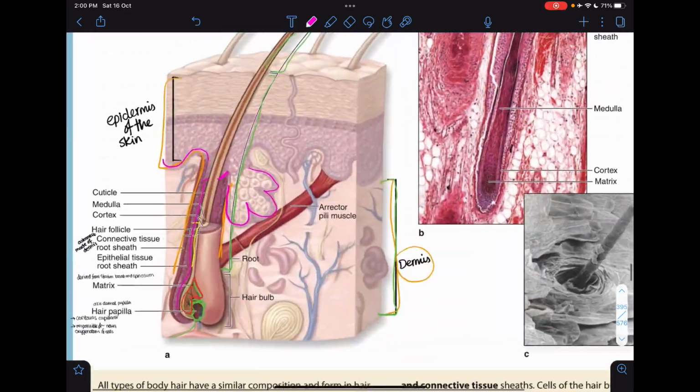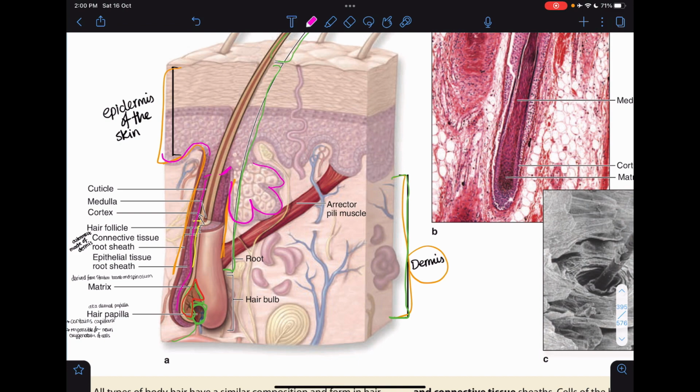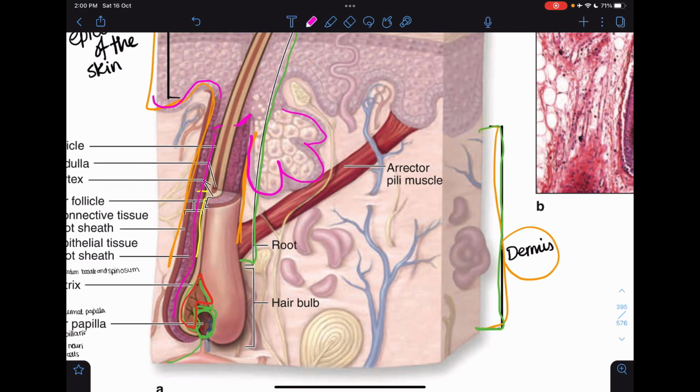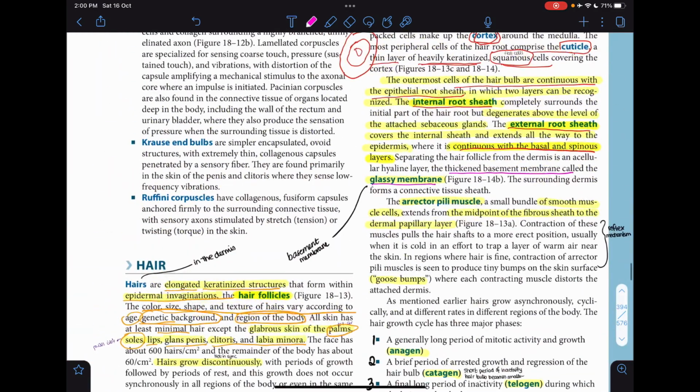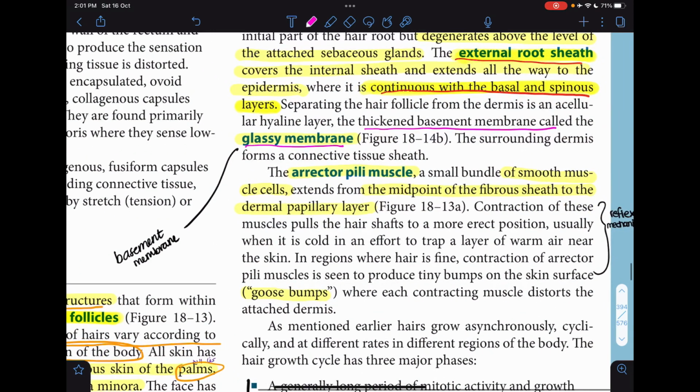Let's see, the outer part, it separates the hair follicle. Here it appears a lot. For example, this is the glassy membrane, it separates from the dermis. This is the dermis, this is the follicle. The glassy membrane separates the hair follicle from the dermis. We also have the erector pili muscle, which is a small bundle of smooth muscle cells extending from the midpoint of the fibrous sheath to the dermal papillary layer.